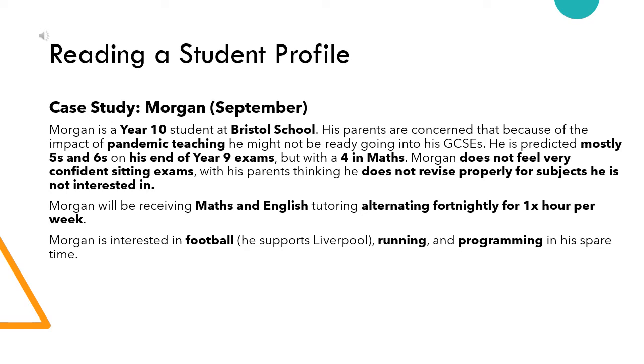It's always worth looking at his predicted grades: mostly 5s and 6s at the end of year 9, so that means there is room for improvement. It doesn't say here, notably, what he wants to be getting, so establishing that goal is going to be really important, but noting he's not starting from a weak foundation. A 5 and a 6 is not bad, but there is a 4 in maths, so perhaps maths is more of a priority. It definitely seems to be more of a priority if the parents felt the need to place it on there.